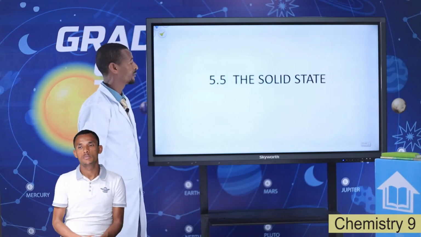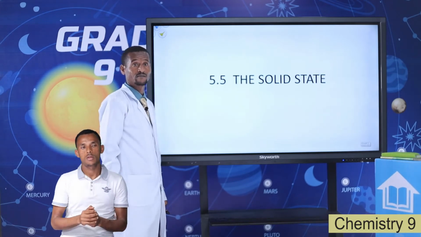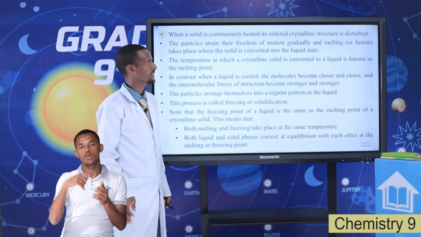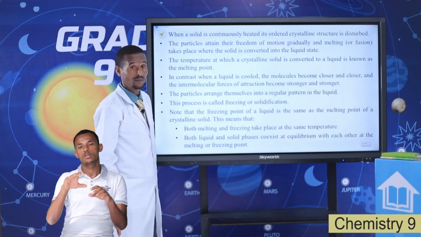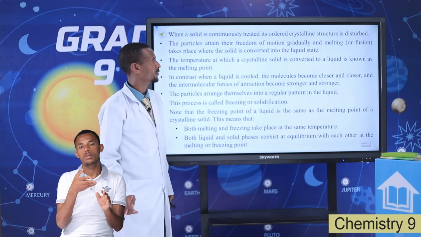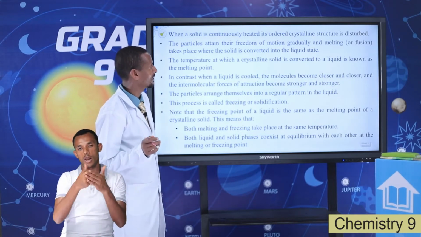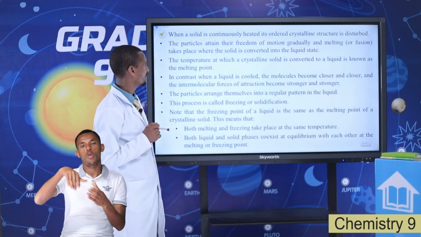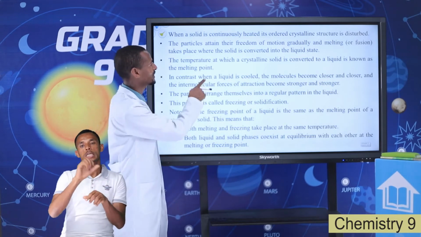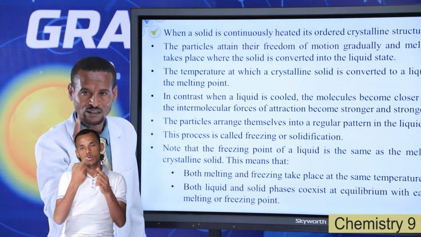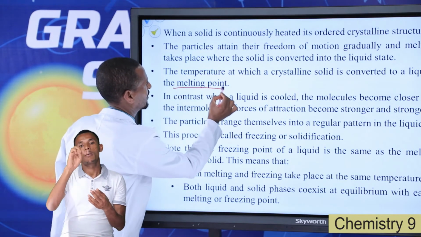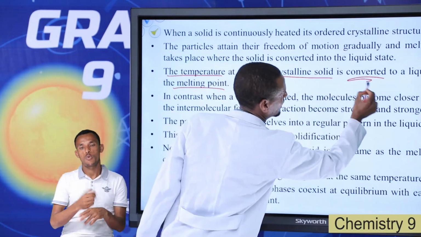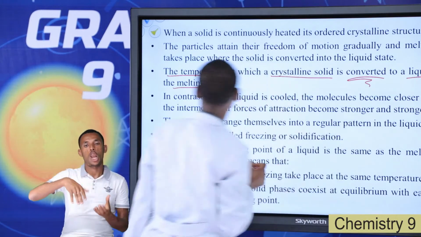The next one is about the solid state. When a solid is continuously heated, its ordered crystalline structure is disturbed. The particles attain their freedom of motion, and melting takes place, where the solid is converted to the liquid state. The temperature at which a crystalline solid is converted to a liquid is known as the melting point.